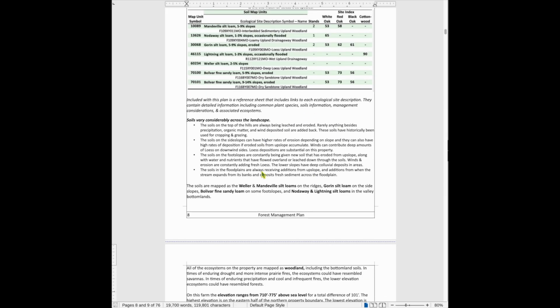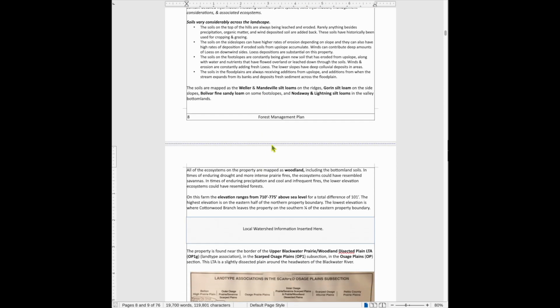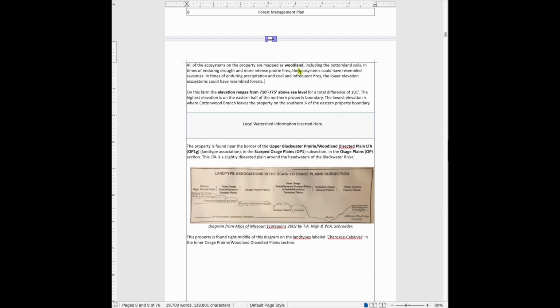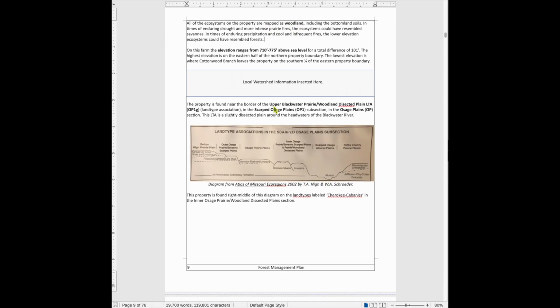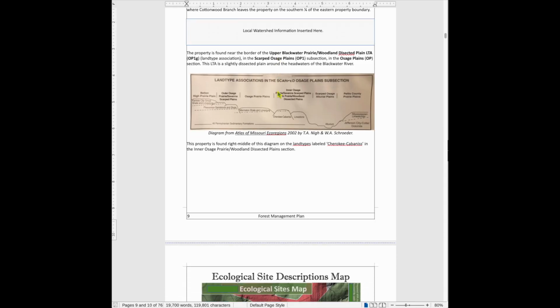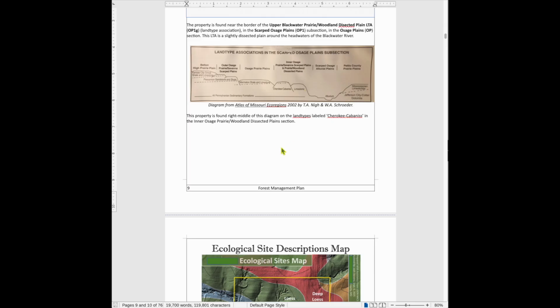Okay, then I provide some information about the soils to help you understand how they lay on your property. Some specific information, just breaking it down for you. On this property, all the ecosystems are woodland. And then here's some local creek and local river names that I censored out for this. And then some ecosystem landscape cross sections.